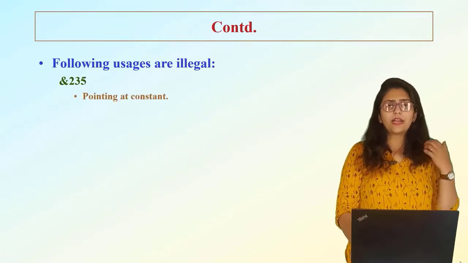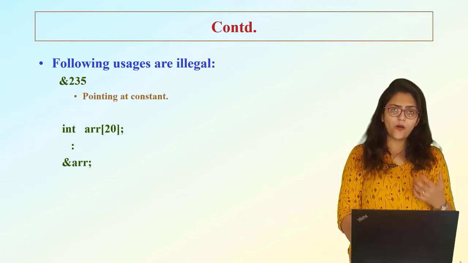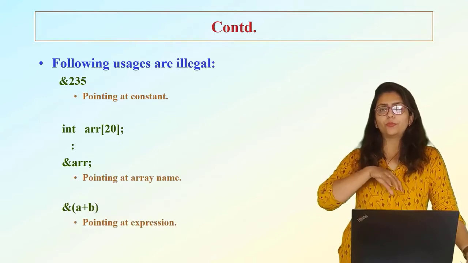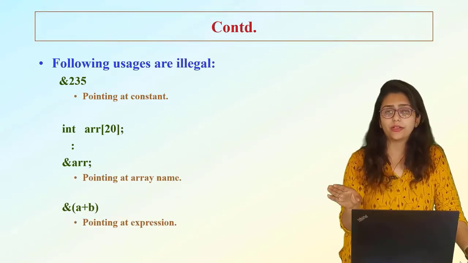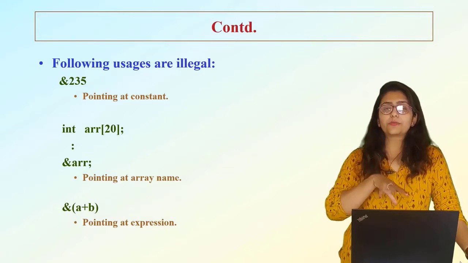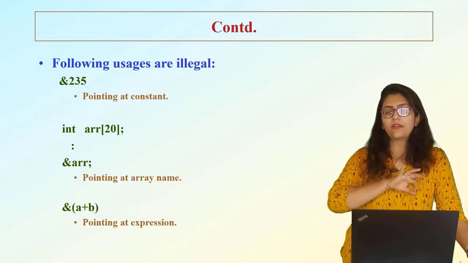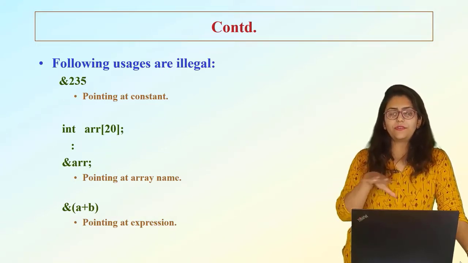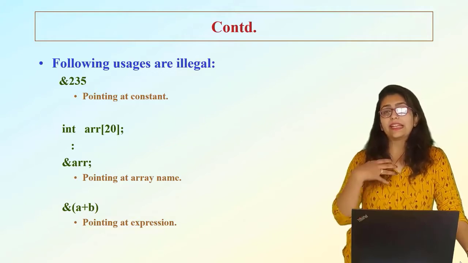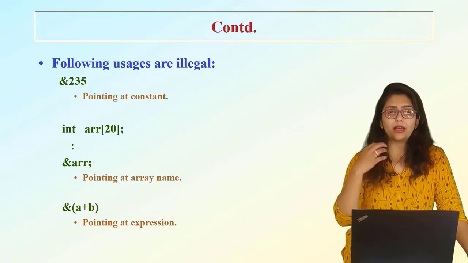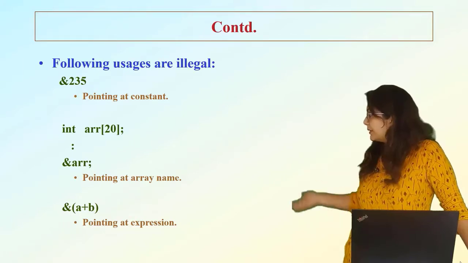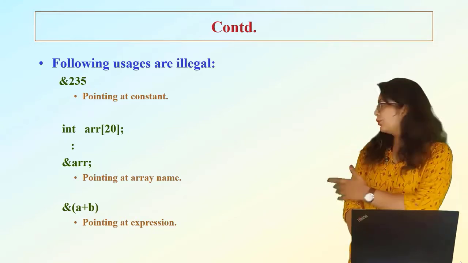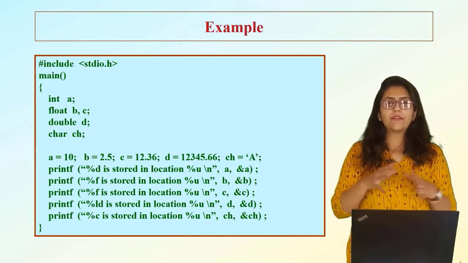Now, what I am showing over here are the illegal usages of pointers. A pointer cannot be used to point to a constant. So if you want to point to any constant, say 1, 2, 3, you cannot use a pointer. It is illegal. Then you cannot directly use & with array names, right? By default, an array name points to the first element, but it is illegal to use it this way. And you cannot point to any expression. So these are some illegal uses of pointers. You have to take precaution that you don't use pointers like this. Here I have given an example.